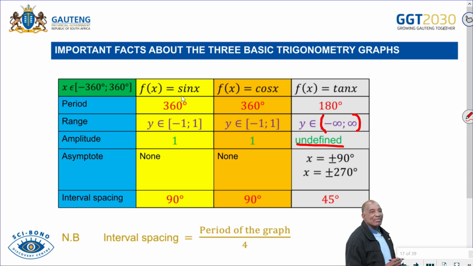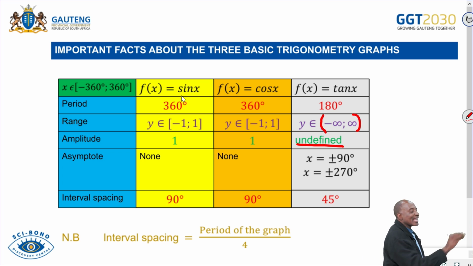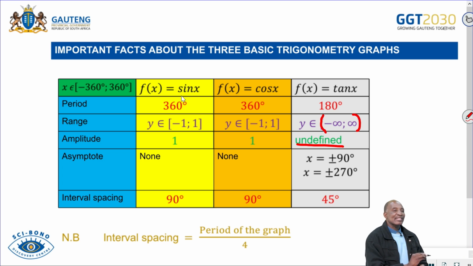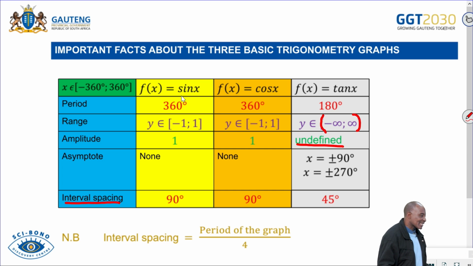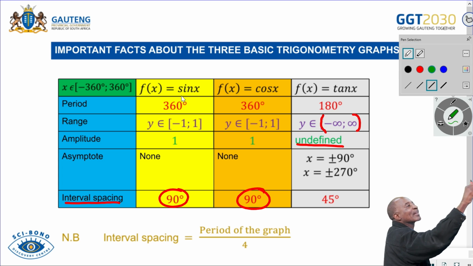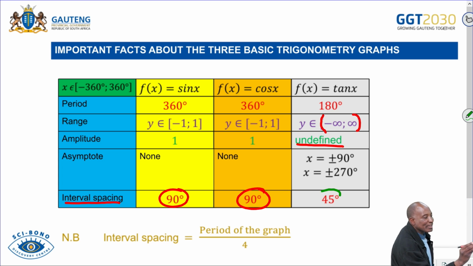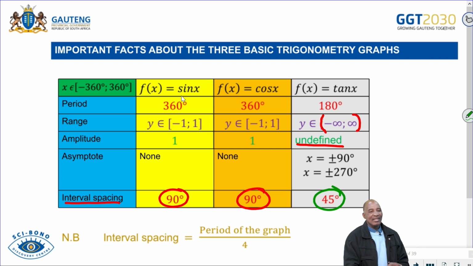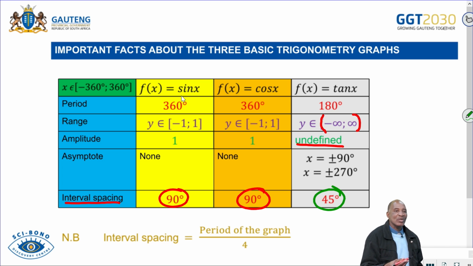Then how about lines of asymptotes? So far, there is only one graph that has lines of asymptotes in our selected domain. It was the tangent graph that has lines of asymptotes at plus or minus 90 and plus or minus 270 degrees. That's what we observed upon sketching them. Then interval spacing, I'll talk about this just now. Interval spacing for both sine and cosine, we use 90 degrees. Otherwise, for tangent, we use 45 degrees. This is standard. That's why I chose 90 for sine and cosine and 45 degrees for our tangent.